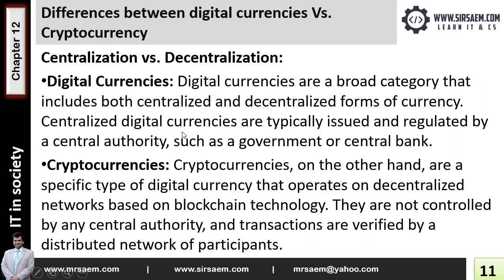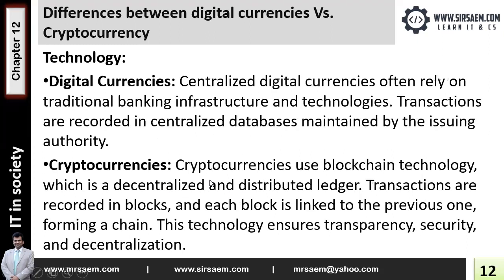Centralized digital currencies are typically issued and regulated by a central authority such as a government or central bank. Cryptocurrencies, on the other hand, are a specific type of digital currency that operate on a decentralized network based on blockchain technology. They are not controlled by any central authority, and the transactions are verified by a distributed network of participants.